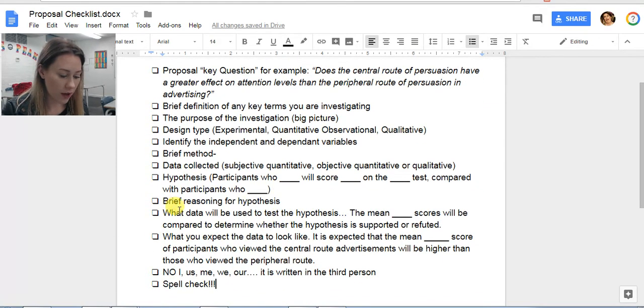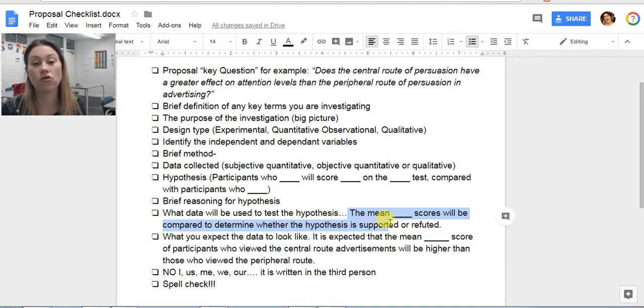The next thing you're going to look at is what data will be used to test the hypothesis. So if you're going to be calculating your scores into the mean, then you need to mention that. So the mean reaction time test scores will be compared to determine whether the hypothesis is supported or refuted. You could also use median. If you're using a qualitative data, investigation design and data, you don't want to be talking about the mean because you're not going to be calculating that at all.